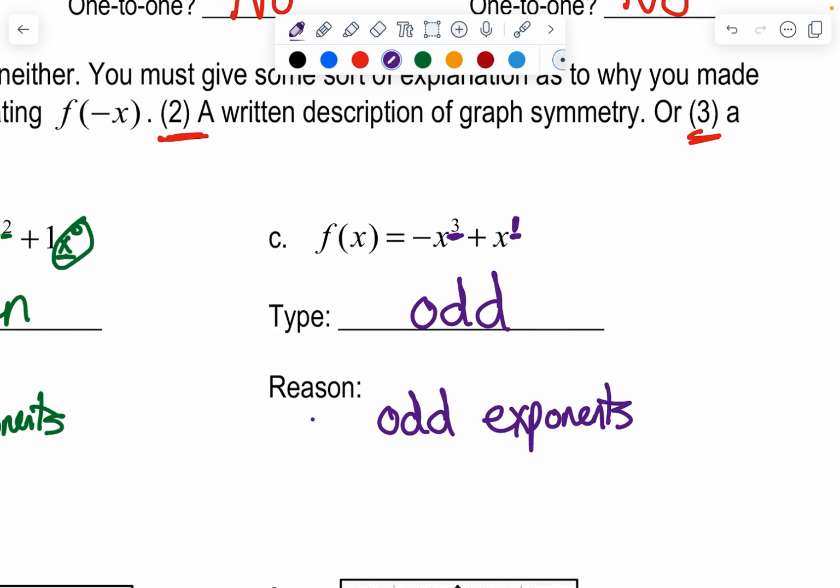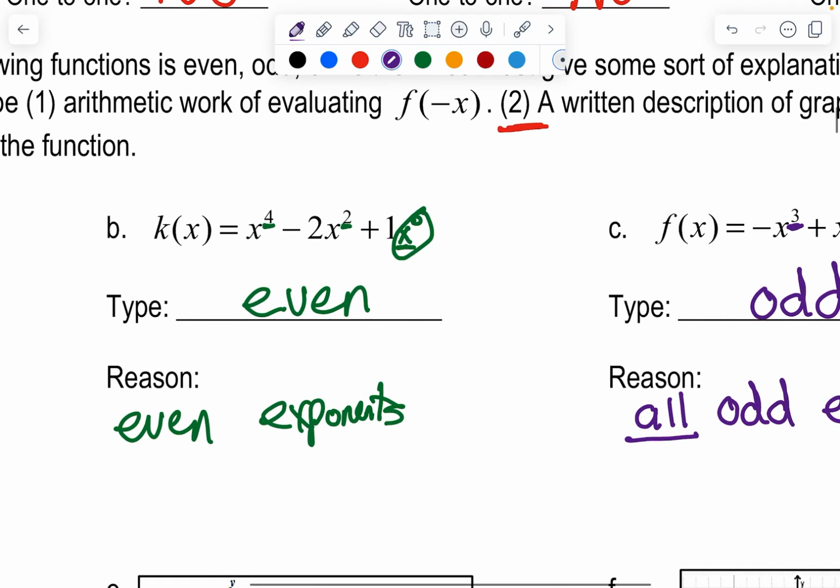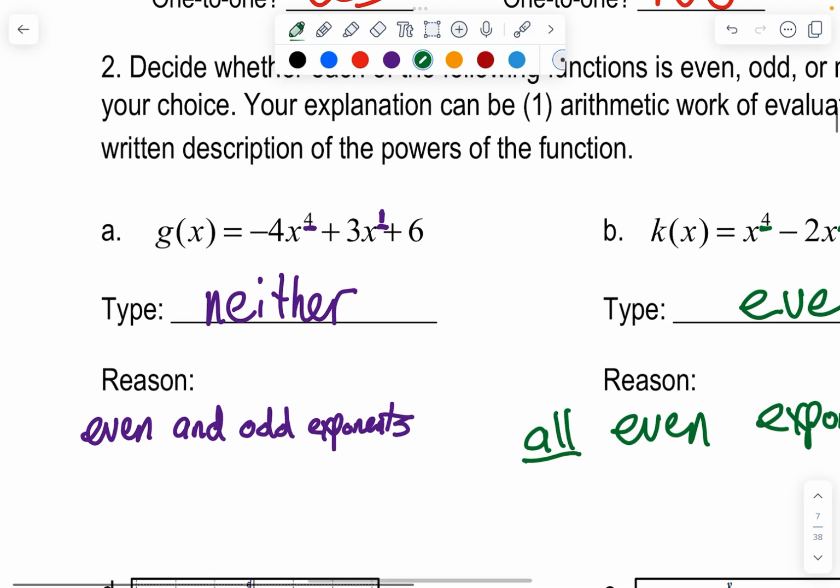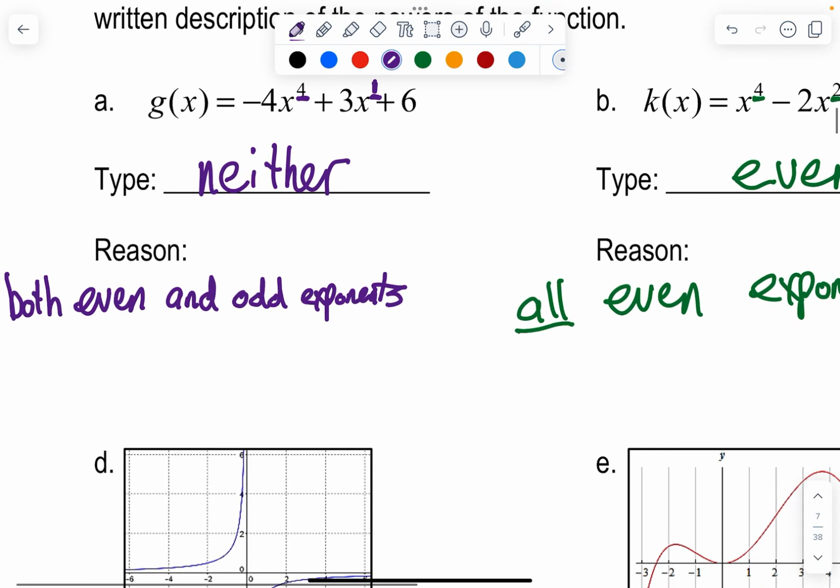Okay, and then if I had to add one more word to this, I'd probably put all odd exponents, all even exponents. That first one we did had even exponents, had odd exponents, but they weren't all. It was a mixture of both, okay? So just kind of wanted to clarify that a little bit. Be careful with that.